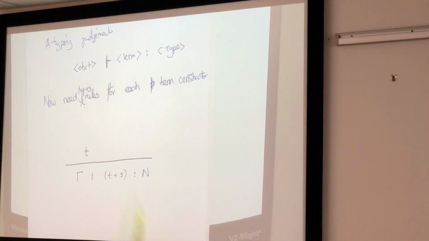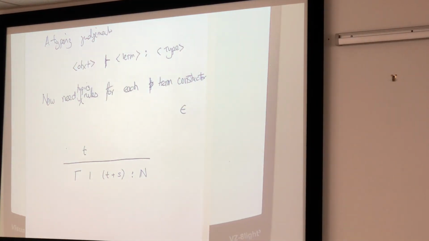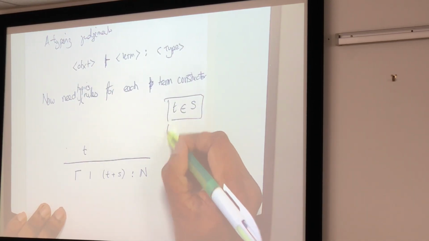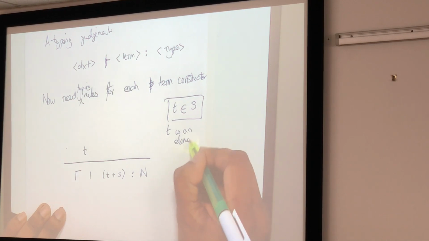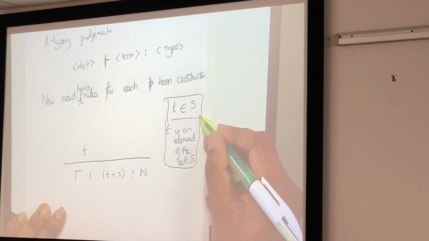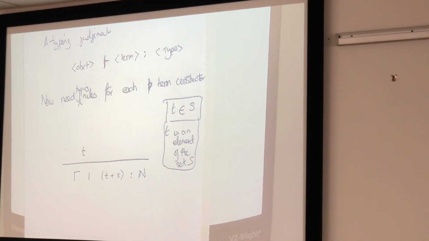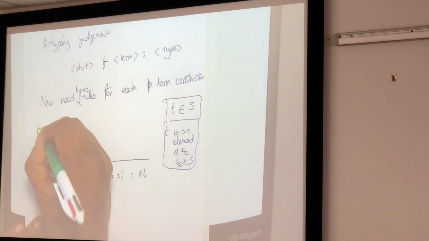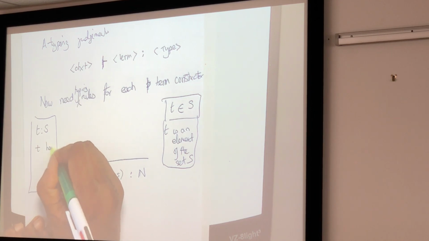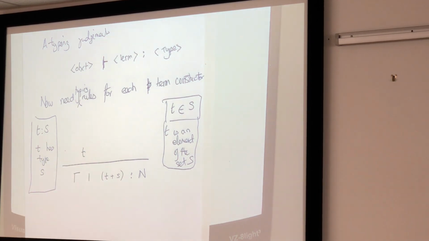Right, so you write colon. So I know you've done some discrete mathematics, and you've done some set theory, and you write this symbol. So this means T is an element of the set S. Okay? And this is very similar, but not quite the same. This means T has type S. So it looks very similar.